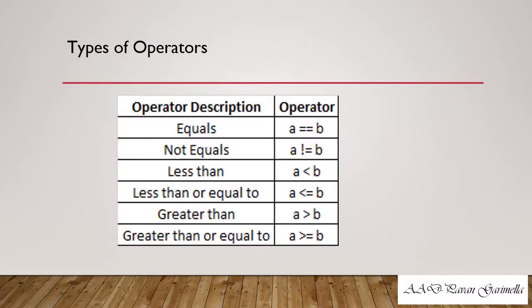Now the types of operators in Python are equals, not equals, less than, less than or equal to, greater than and greater than or equal to. An equals symbol is represented by two equal to symbols. A not equals can be represented by an exclamation mark and an equal sign. The less than symbol is represented by the regular less than symbol. The less than or equal to symbol is represented by less than followed by an equal to symbol, and the greater than is by the greater symbol, and also the greater than or equal to is represented by the greater than symbol followed by an equal to symbol. So these are the types of operators that we usually witness in Python.